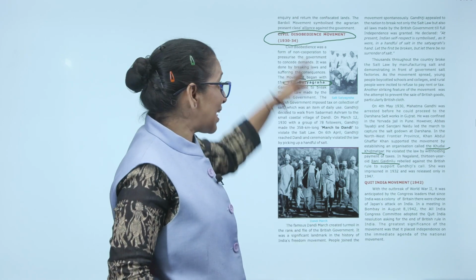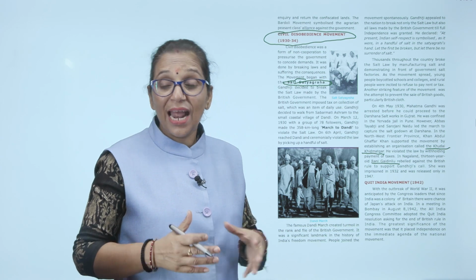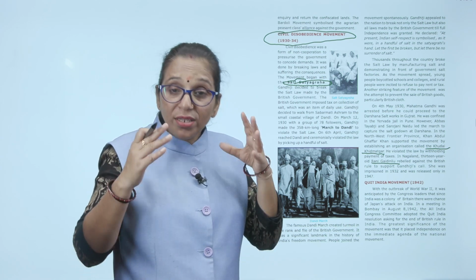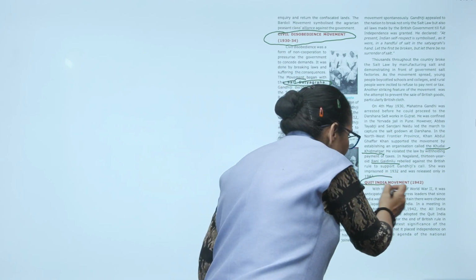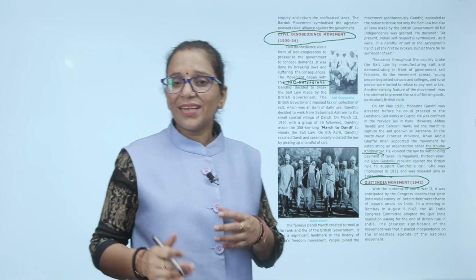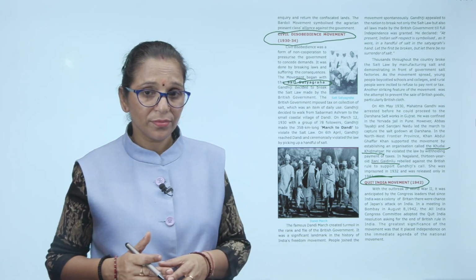So after this great Civil Disobedience Movement, we had the great and the last movement for the freedom of India, that was the Quit India Movement in 1942. At that time, what happened? World War II had broken out. World War II happened from 1939 to 1945.